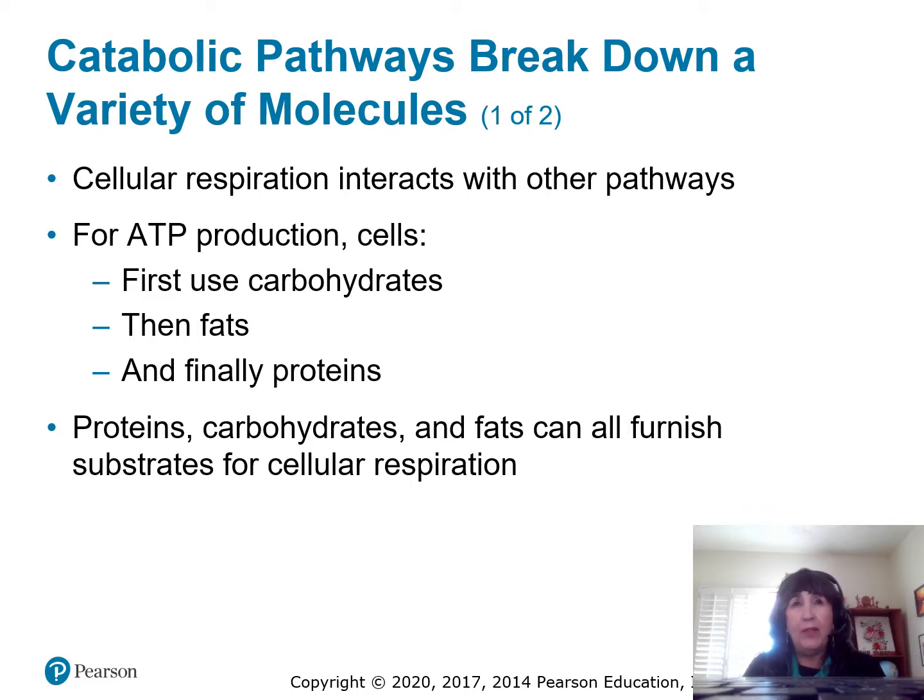We're starting with glucose, right? But the truth is, we don't have to use glucose. We can use fats and we can use proteins. And you don't have to listen to this lecture to know this. You know that if you go on a diet, like a paleo diet or any kind of diet that cuts out sugar, you're still going to have energy. So where does the energy come from? It comes from the fats and the proteins that you eat.